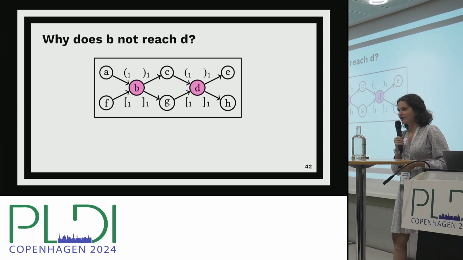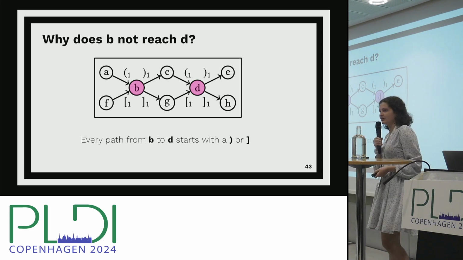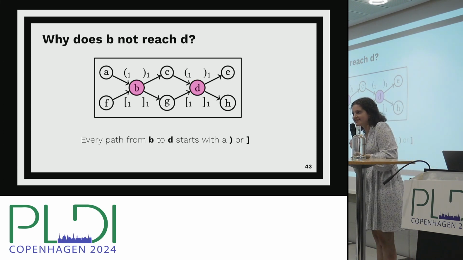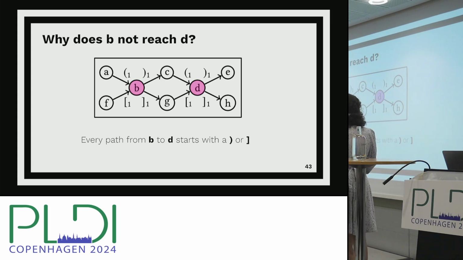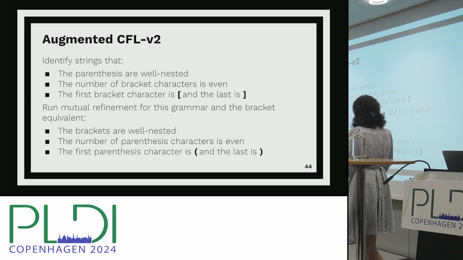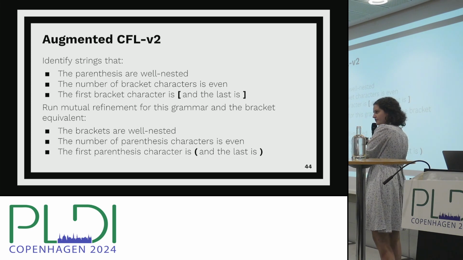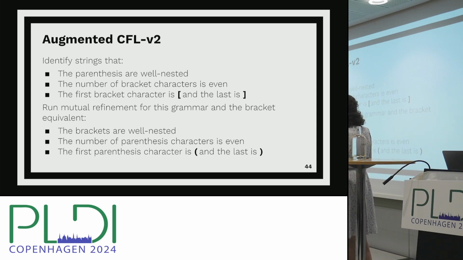And an easy condition on why it clearly doesn't is because all the paths from B to D start with an open parenthesis or an open bracket. And when you think about a well-nested parenthesis, it always starts with an open parenthesis or open brackets, right? So we're going to augment our CFL again, and now add a condition for the parentheses that the first bracket must be an open bracket, and the last bracket must be a closed bracket, and vice versa for the bracket language. And we're going to run mutual refinement on this. These are all conditions that are pretty easy to add to our CFL.